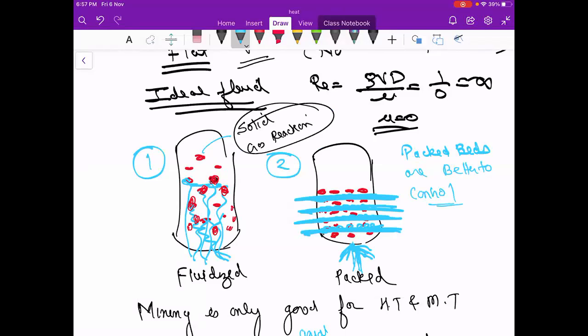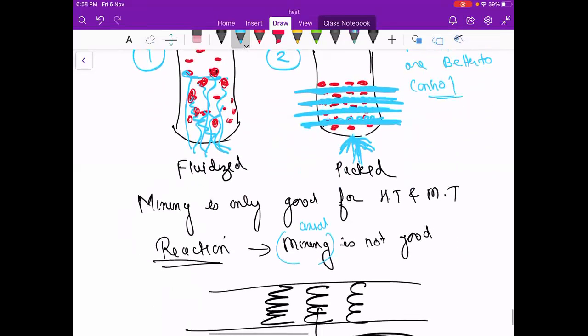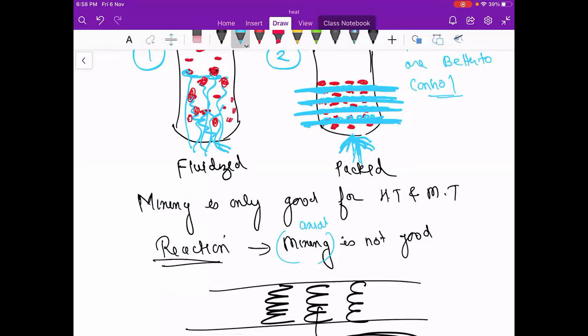In which reactor is temperature control easier? Which reactor means which, CSTR or PFR? Obviously temperature control is good in CSTR.